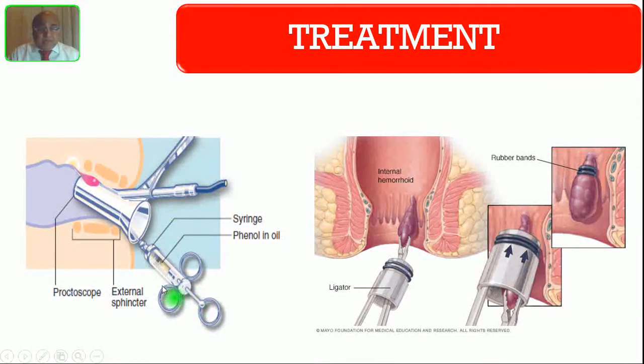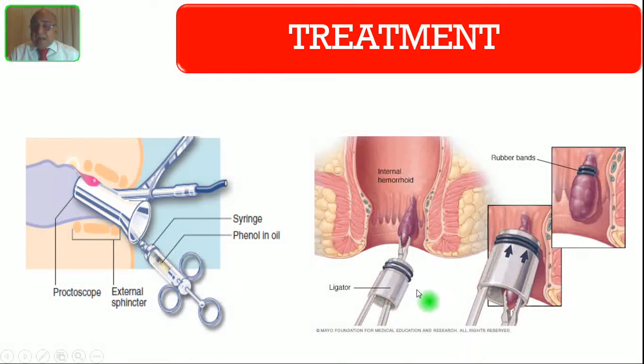So here you are seeing the injection sclerotherapy. You are using 5% phenol in almond oil. You have to take this Gabriel syringe. You have to use an anoscopy. You have to inject into the pile mass. This is for internal hemorrhoids only.